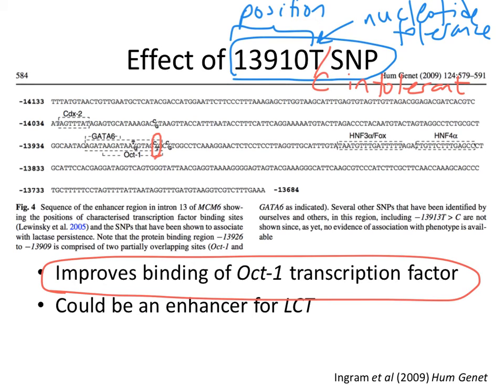So there's basically two versions of the binding site. Tolerant people have one type, intolerant people have the other. It's just a single base pair change. And it all has to do with how well this protein OCT1 can bind to that enhancer sequence and cause transcription of lactase. Questions or concerns at this point?